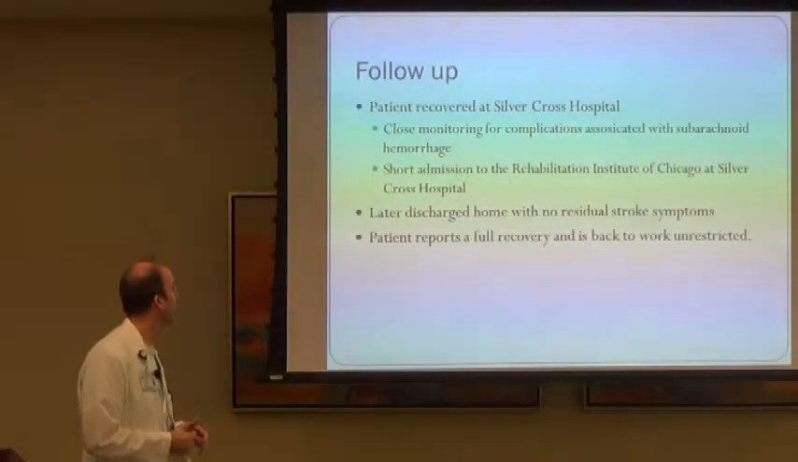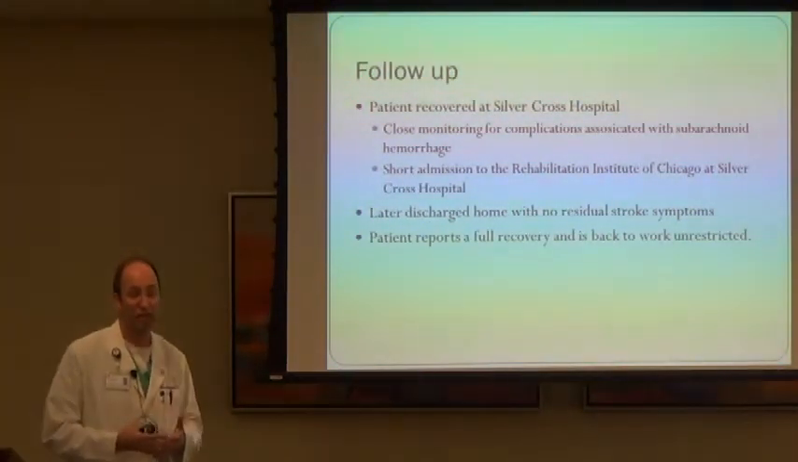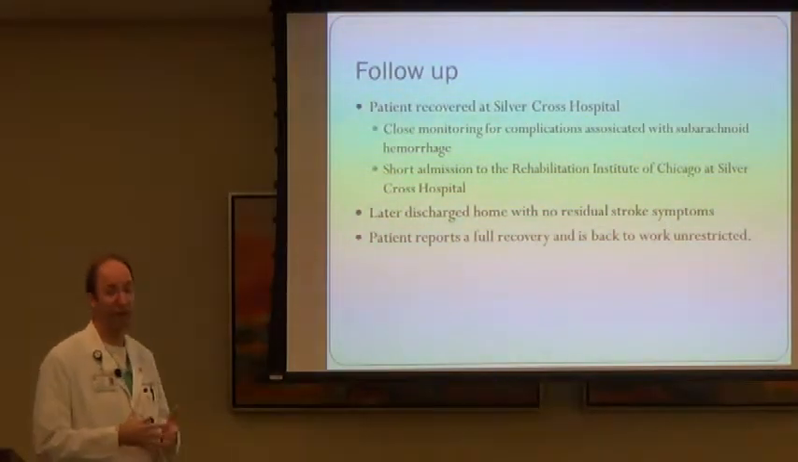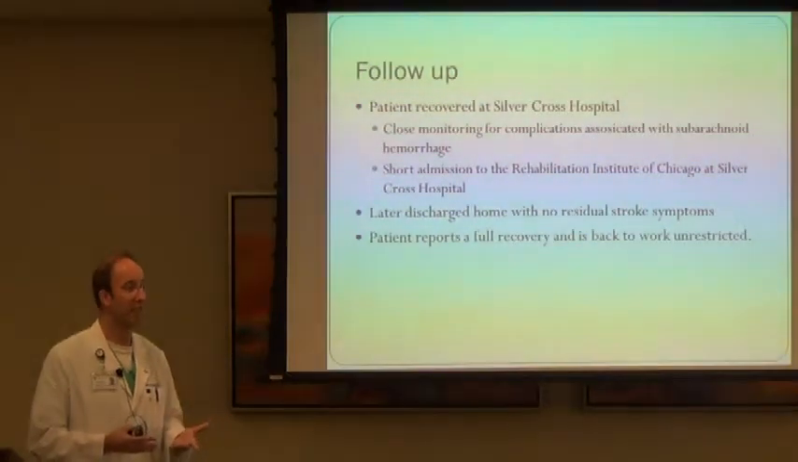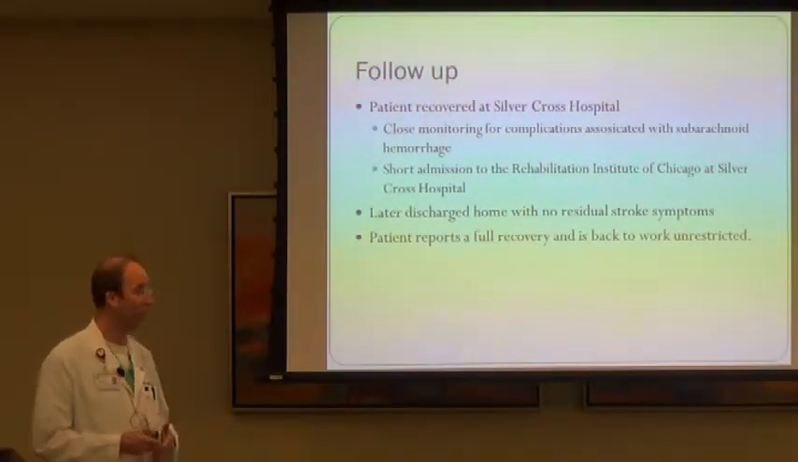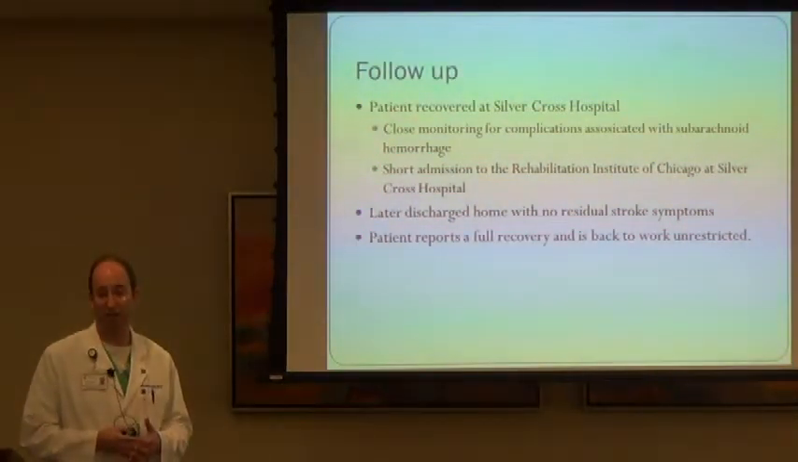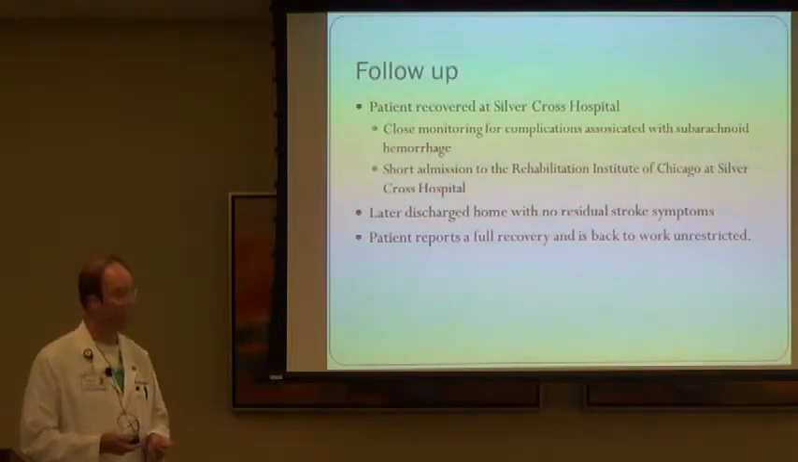So this patient also recovered at Silver Cross. We watched for all the different things that can happen from subarachnoid hemorrhage. The fluid buildup I mentioned. There are other things that can happen. Spasming of the blood vessels in the 4 to 7 to 10 days after the bleeding. So we watch people carefully in the ICU, sometimes for up to 2 weeks. But eventually this patient was discharged to RIC and again went home with no residual symptoms.